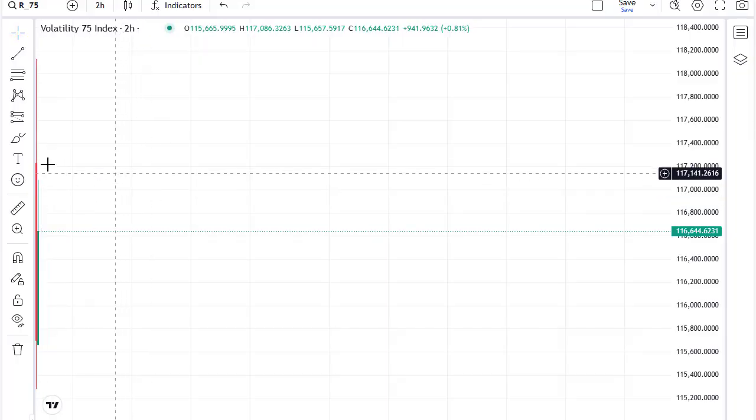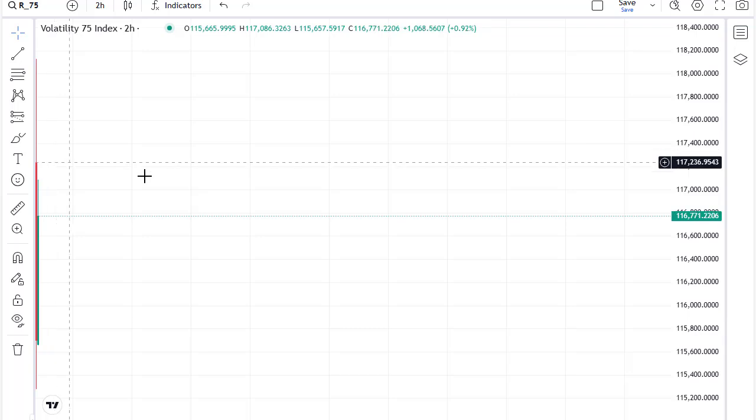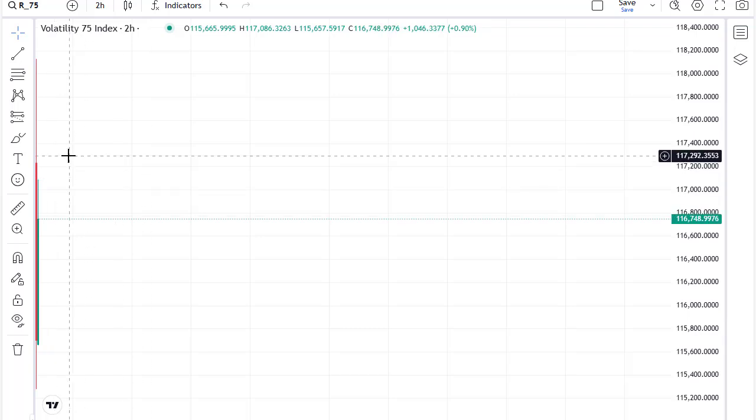Okay guys, so basically we want to be looking at how to use trend lines properly in trading Volatility 75, how you can read market structure properly and be able to catch those impulsive moves in the market, right?